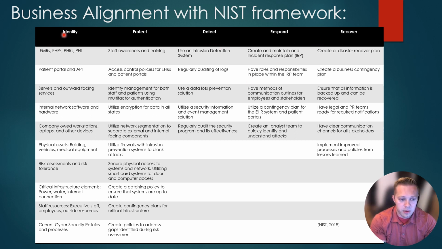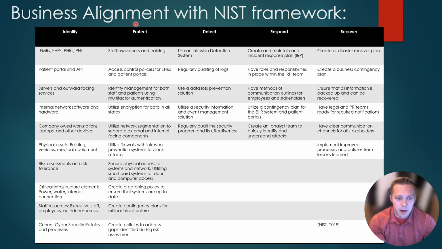Within identify, we're looking at threats, assets, and tools that we currently have to help us or deter us from information safety. So we need to consider all of those different factors. Some of the examples here are patient portal and API, servers and outward-facing services, electronic health record systems, company and workstations, and different assets. We can also see risk assessments that tell us about the risks that we are currently facing. And we also have in here staff resources, our cybersecurity policy, so tools that we can use.